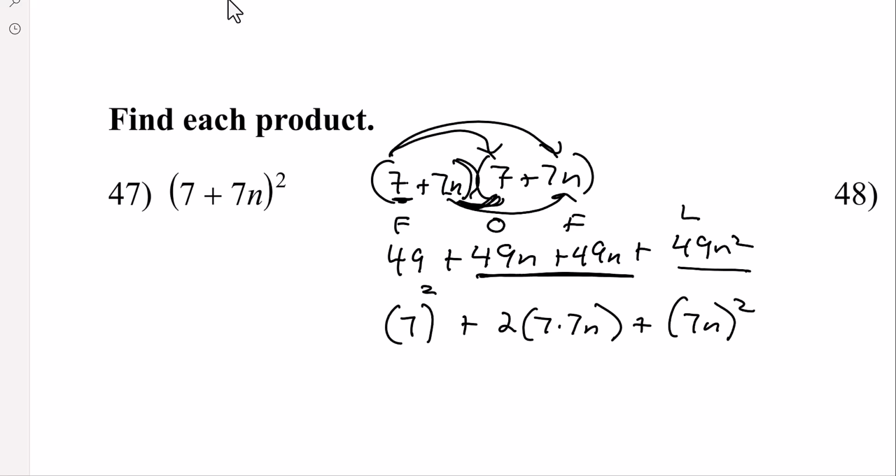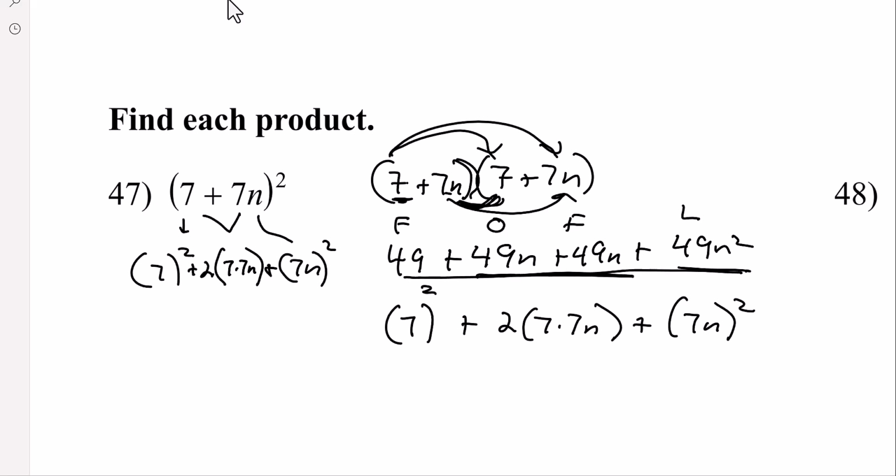Well, look at that pattern. It's the first thing squared. It's the second thing squared. And then it's 2 times the first times the second. And that's what we got right there. And that simplifies to 49 plus 98n plus 49n squared.